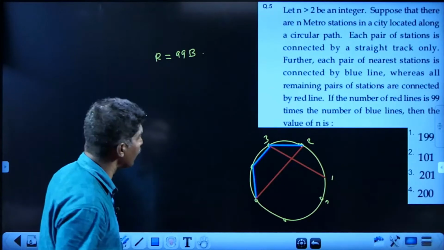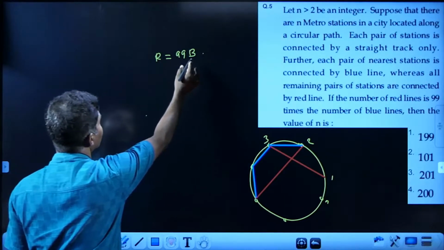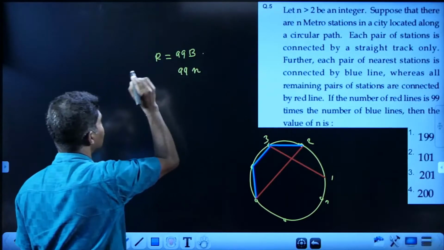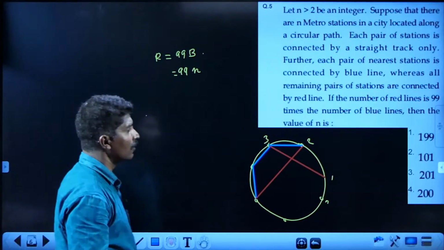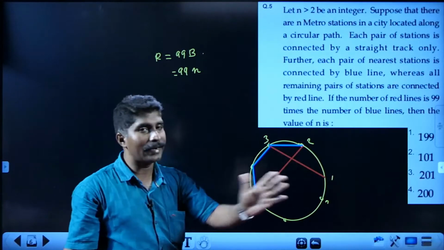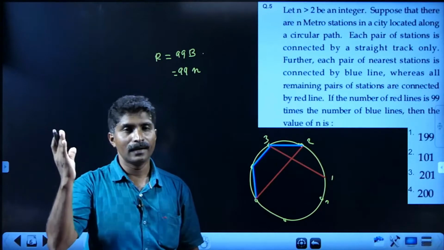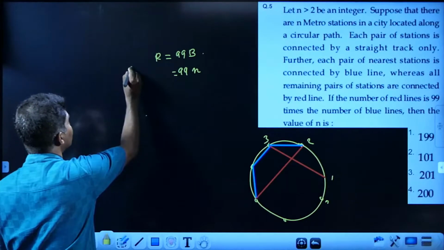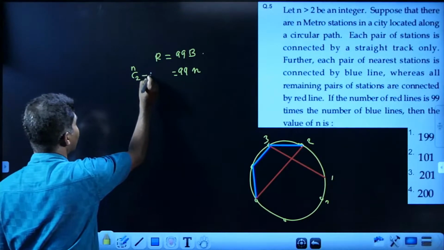So, what is the answer there? Blue is equal to n. 99n you will get, and that is equal to red lines. What are red lines? The red lines are nothing but the diagonals, and the number of diagonals formula you also know. What is it? nC2 minus n.